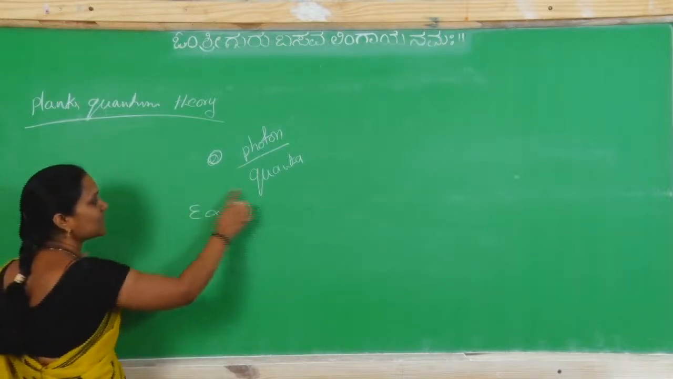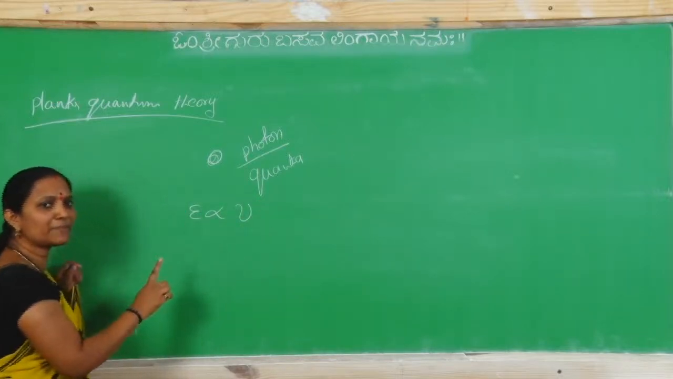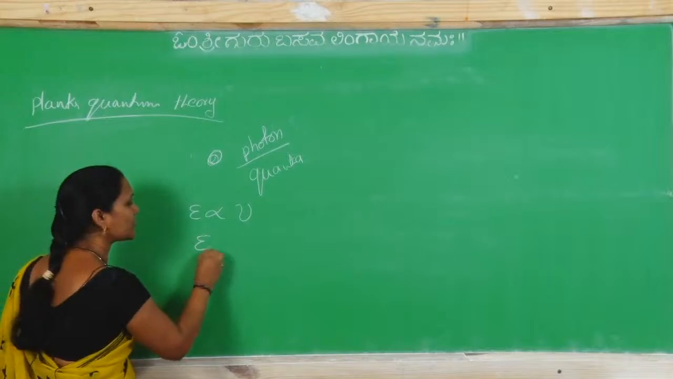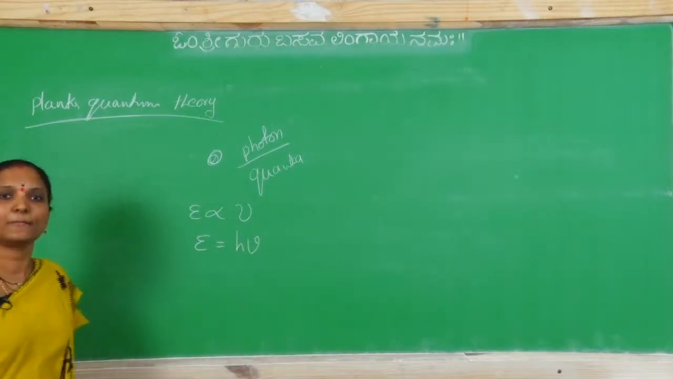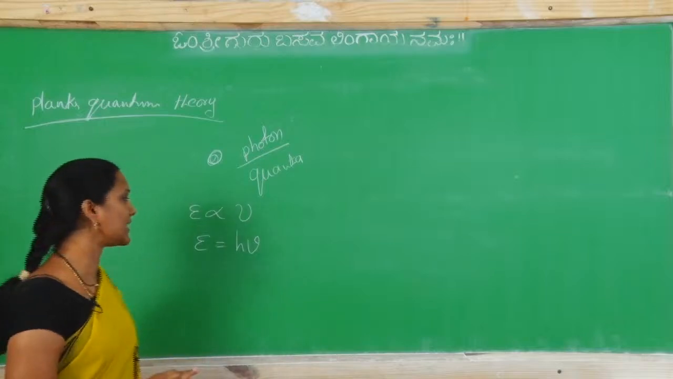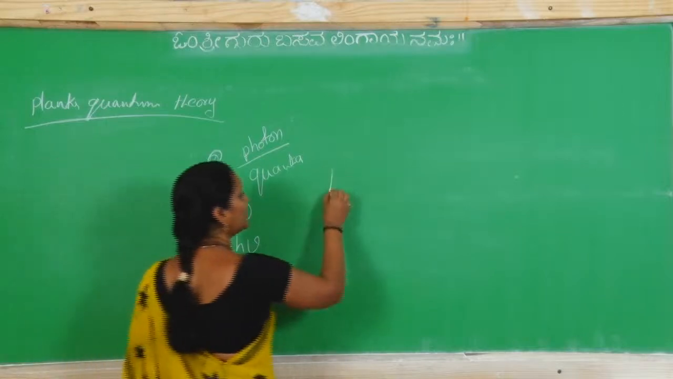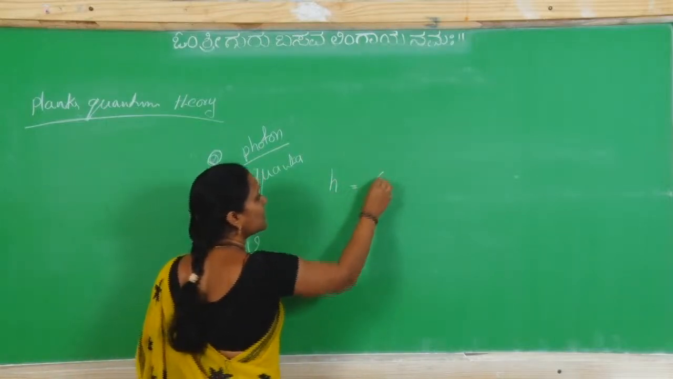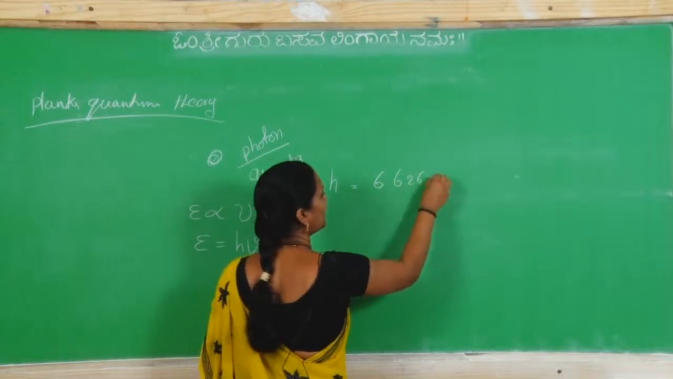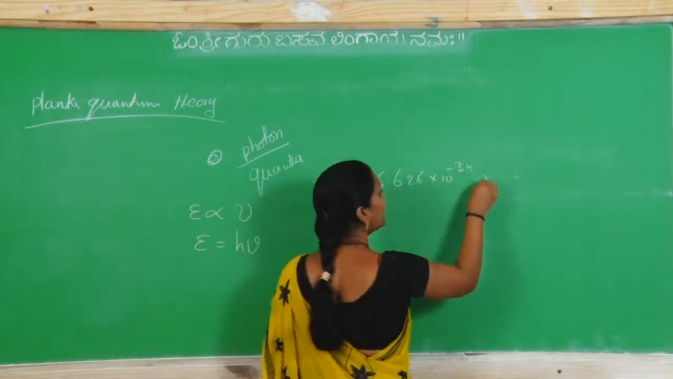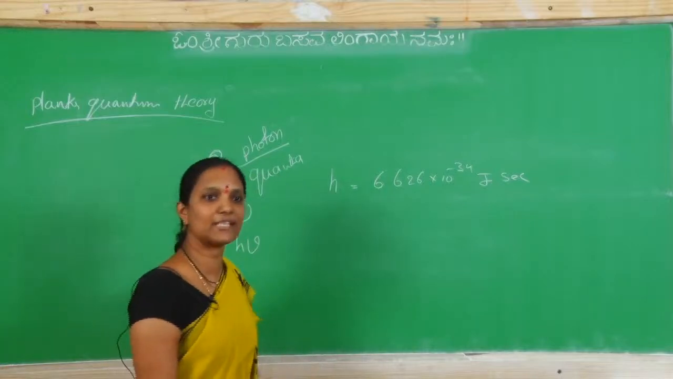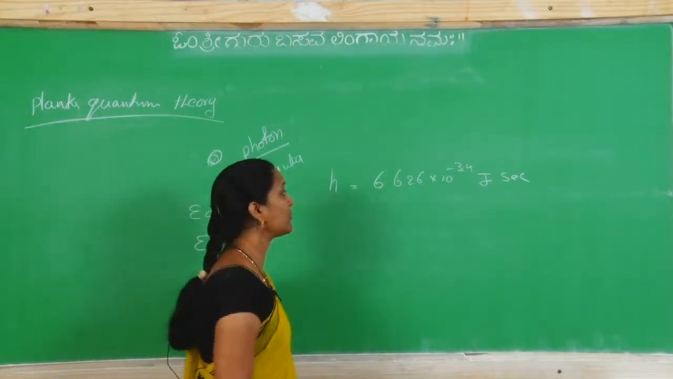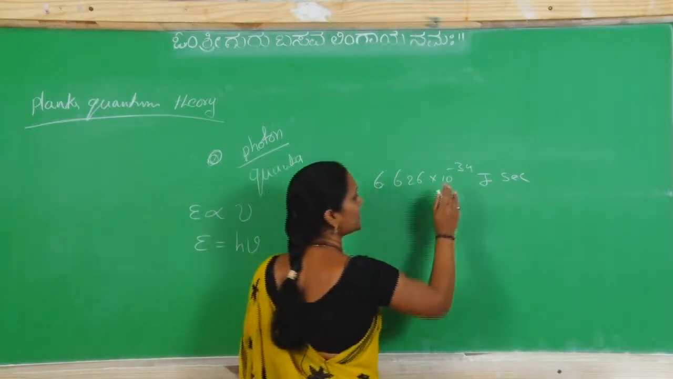This is Planck's relation. So E is proportional to nu. Remove the proportionality: E is equal to h nu. This h is Planck's constant. Its value is 6.626 into 10 power minus 34 joule second. So what are the units of Planck's constant? The answer is joule second. What is the value? 6.626 into 10 power minus 34.